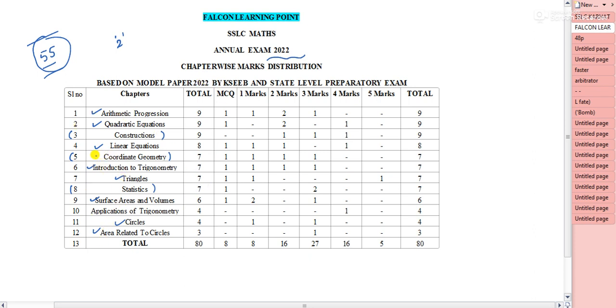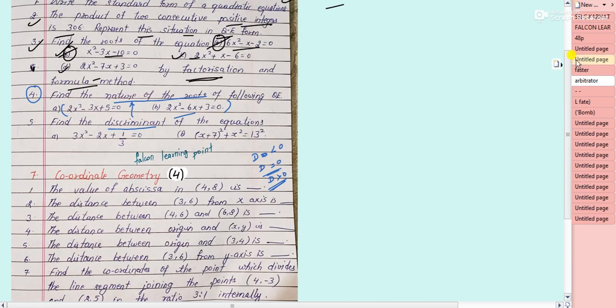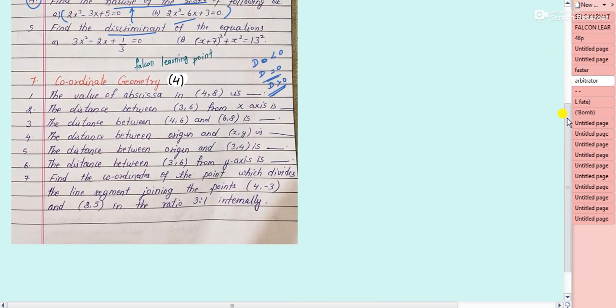So here I will start with coordinate geometry first. Okay, so let us start. By practicing this type of question you can score up to 4 marks. So let us see the first question.